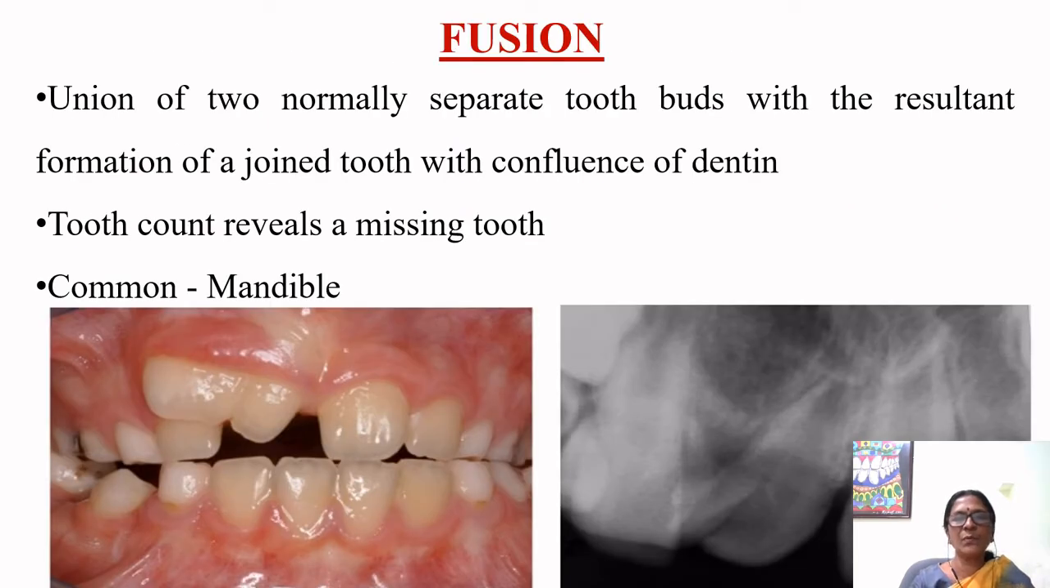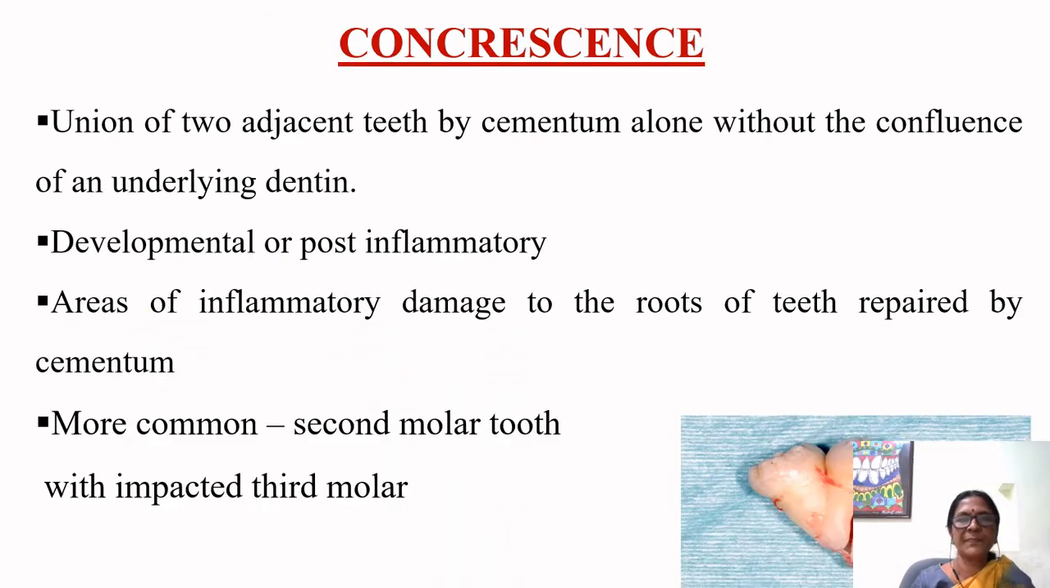Fusion: union of two normally separate tooth buds with the resultant formation of a joint tooth with confluence of dentine. The tooth count reveals a missing tooth, which is very common in the mandible.